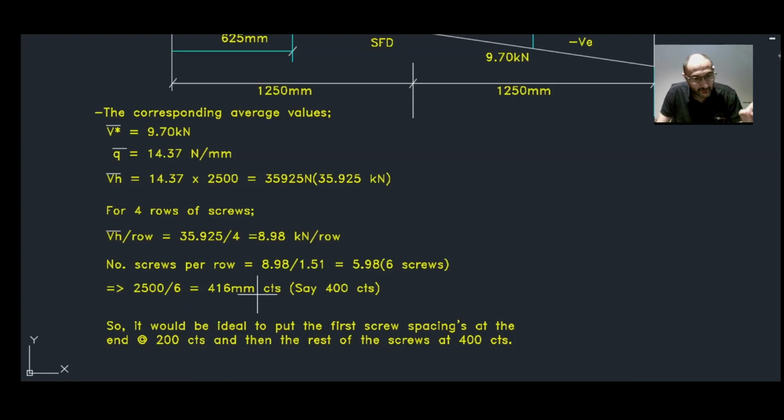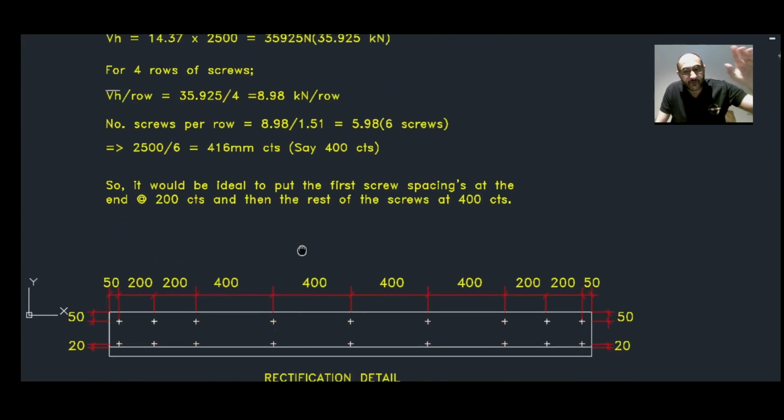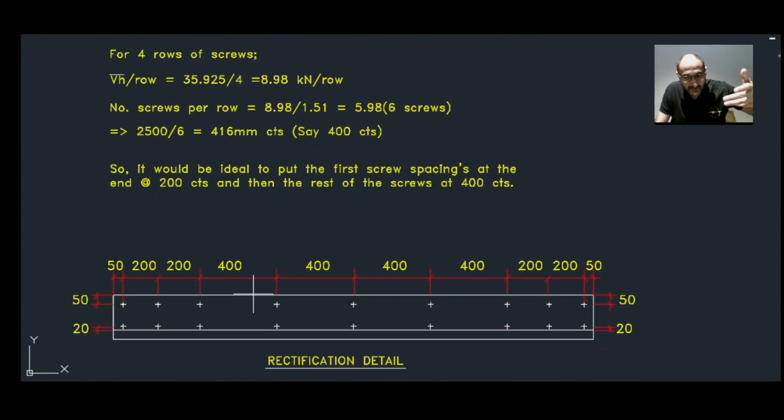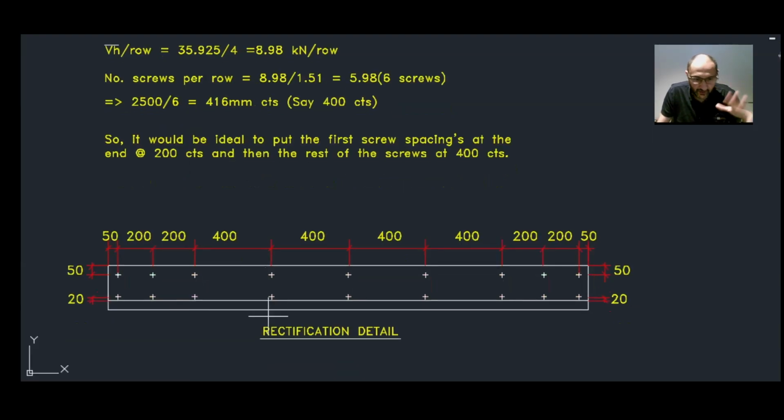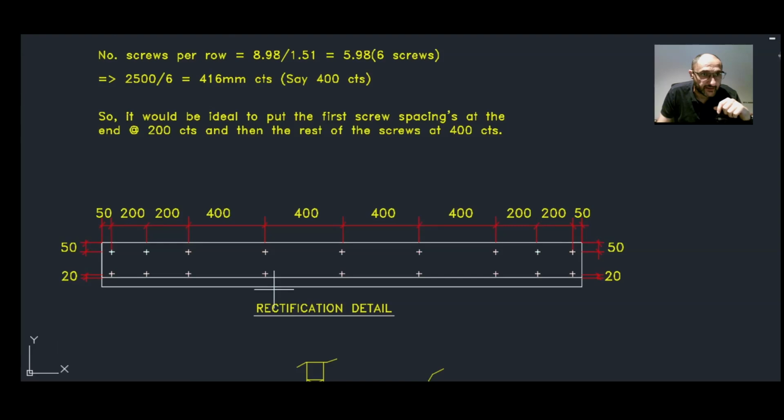So therefore, to find the spacings, 2500 divided by 6 will give us around 416 millimeters, right? So in this case, it will be ideal to put the first screws at the ends at 200 centers, maybe just leave them at 200 centers because this is where the maximum shear stress is. And then the rest of the beam, space it out at 400 centers. So this way, everyone can sleep at night and we all did the right thing. And I'm sure the builders would be happy.